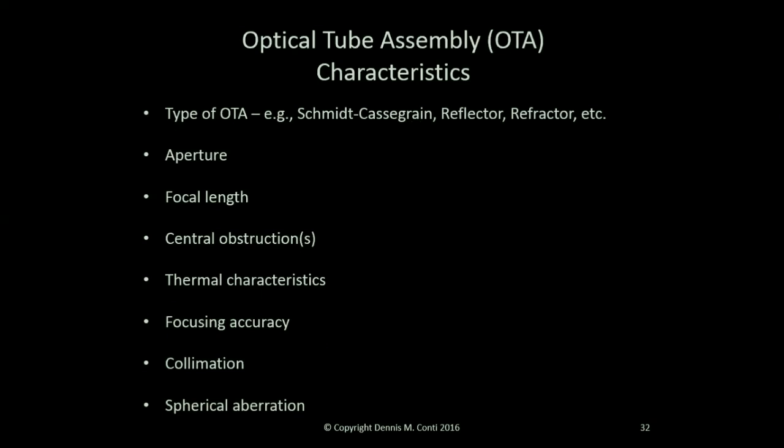Now, turning to the telescope itself, that's to say the optical tube, there are certainly, as I'm sure you know, different types of optical tube assemblies. Schmidt-Cassegrain is what we saw earlier in the example setup. There are reflectors, there are refractors, and so on. All of these different types of optical tube assemblies can be used for exoplanet observing.